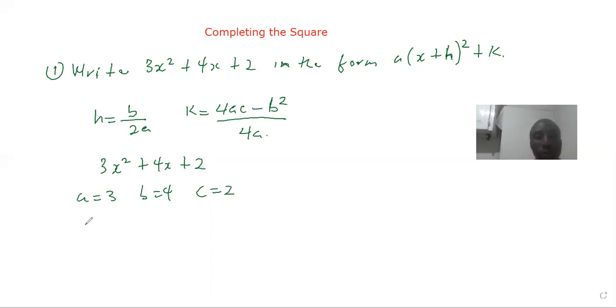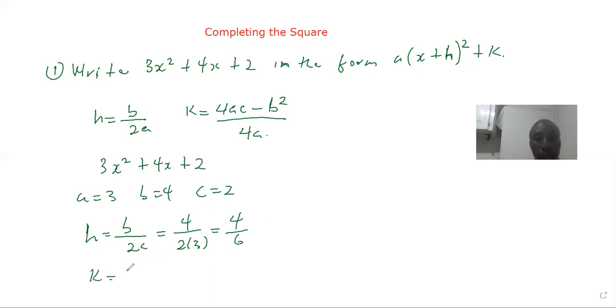So what we are going to do first is work out what h is. h is b over 2a, right? Wherever I have b, I put 4 over 2 times 3. So when I work this out, I'm going to get 4 over 6. Then I am going to find k.